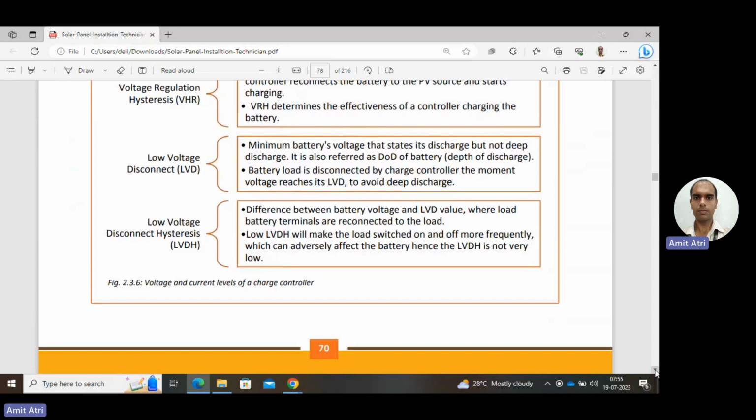So what is happening? The battery is feeding the load, so voltage is decreasing, the charge is flowing out. Now it reaches a minimum safe limit for the battery, and the charge is taken off by the load. At that point, at the low voltage disconnect, the load is disconnected from the battery. Then due to the solar panel, the battery is charging again. Immediately the load will not be reconnected until some level. The voltage starts increasing, it reaches some specific level. After that, the load is reconnected. So the duration between the minimum value and the reconnecting value is the hysteresis in the lower range.